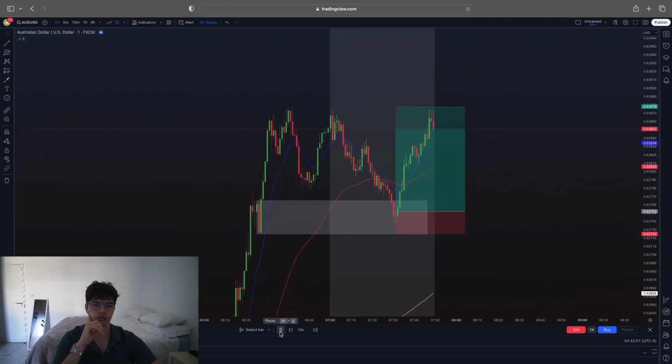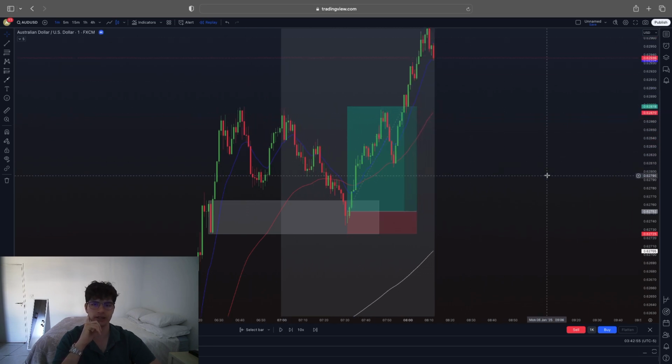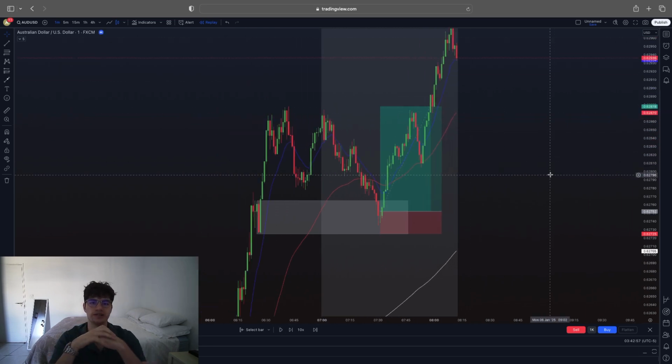In this example, we do fly all the way up and take out that liquidity up there. So these are just places you could hold to, but like I said, I mainly hold till 1 to 2 and maybe a 1 to 3 at most. I don't like really holding longer than that.